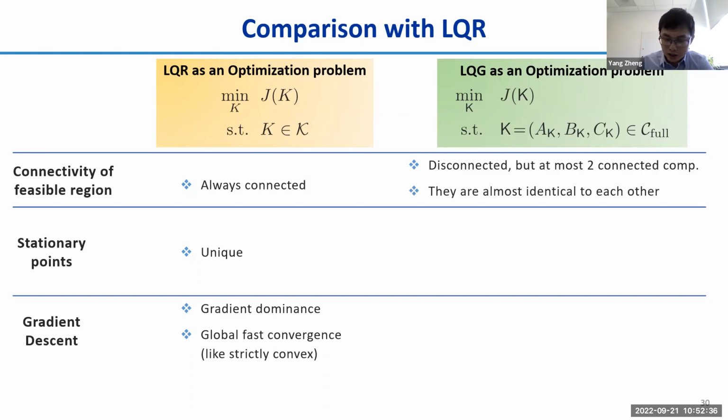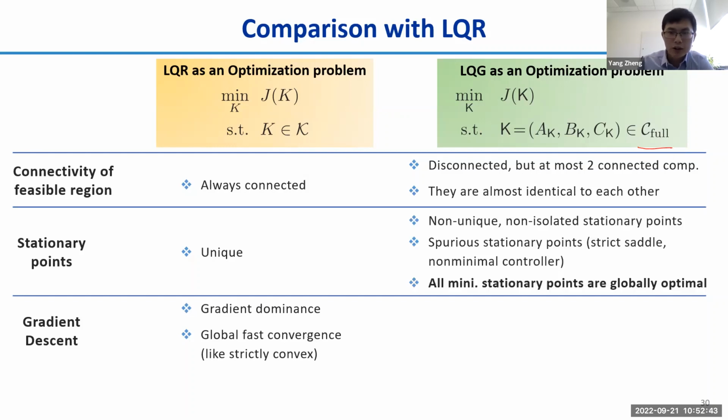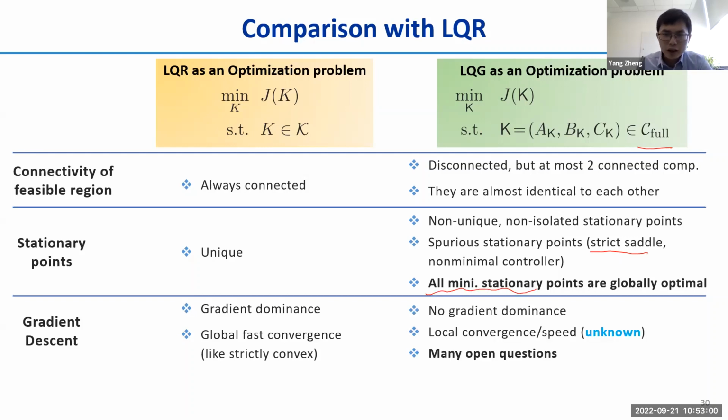For the LQG case, this set first of all can be disconnected, but it has at most two connected components, and they are almost identical to each other. It has non-unique, non-isolated stationary points, and it also has strict saddle points, which are strictly suboptimal. But we also prove that all the minimal stationary points are globally optimal. This is kind of good news. Right now we don't know the convergence speed or the convergence condition, how to choose the step size, and there are also some other open questions.